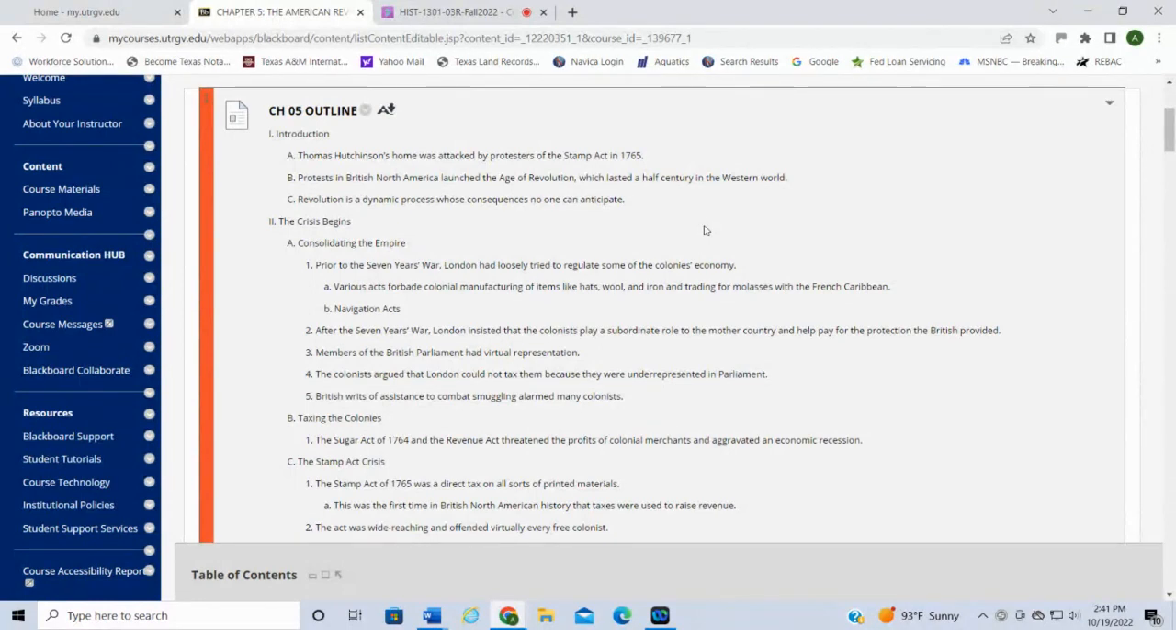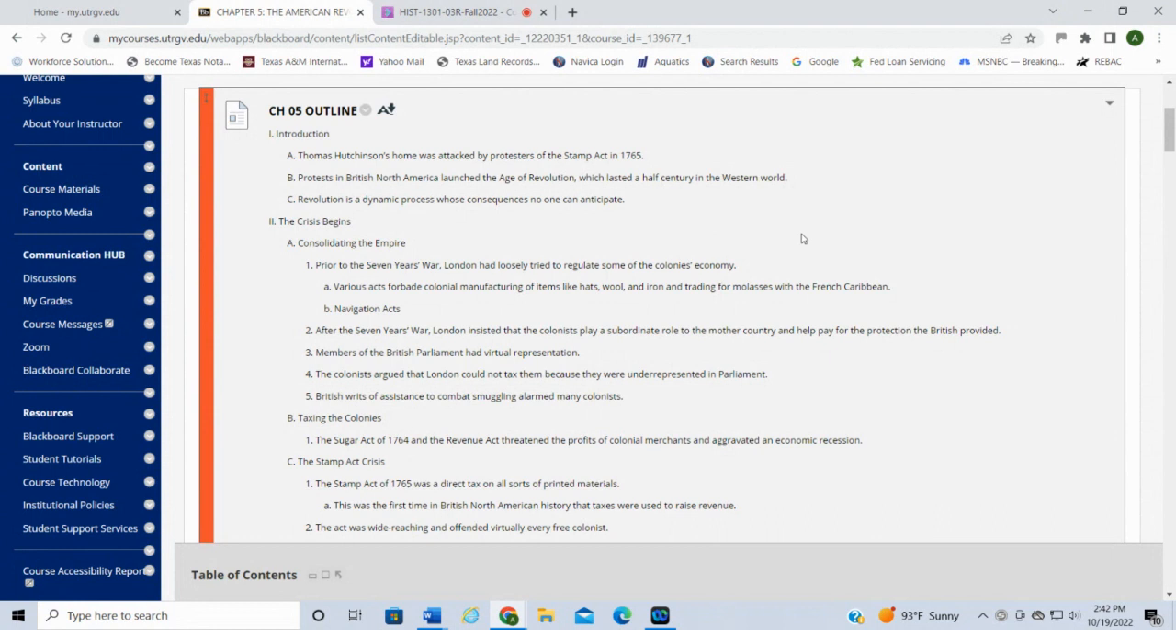So that's a little bit of the setup. Let's talk about the acts, like the Stamp Act, the Intolerable Acts, the Sugar Act. These, of course, is where things really get troublesome when it comes to conflicts with the colonists and the British. Thomas Hutchinson's home, who was the governor and the administrator at the time, was attacked by protesters of the Stamp Act in 1765.